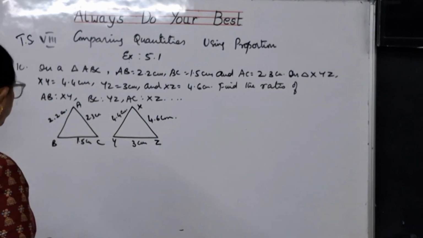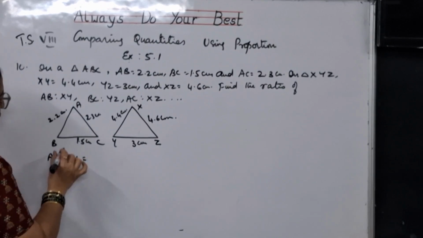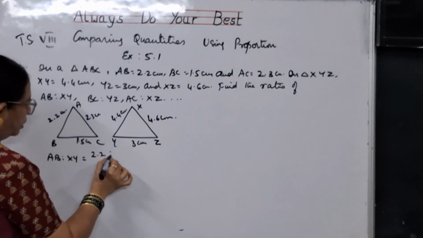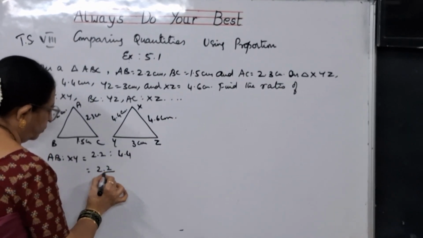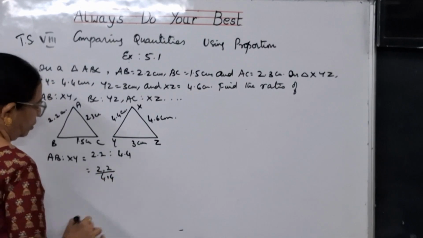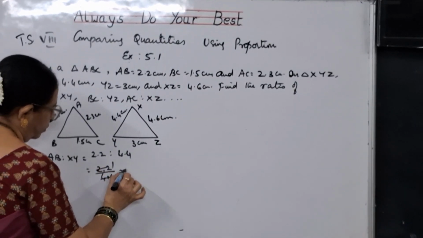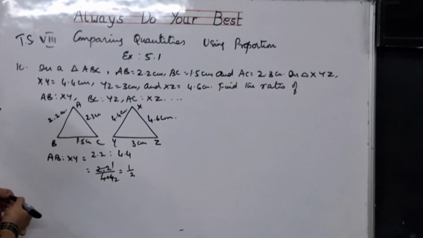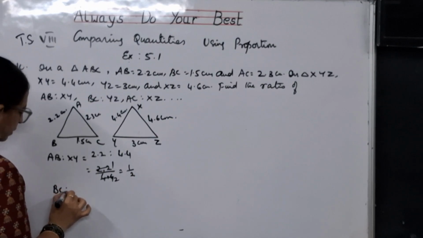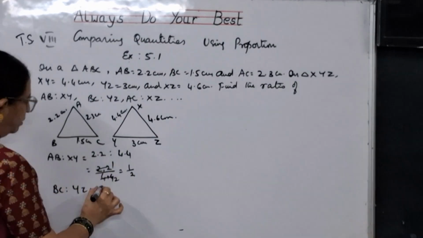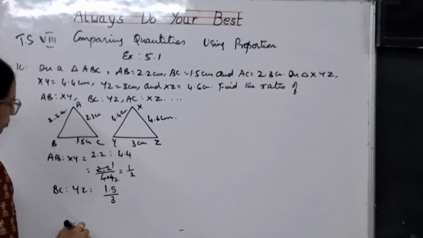Now let us see the ratio. AB is to XY is equal to, AB is 2.2 is to XY is 4.4. That means 2.2 by 4.4. This will definitely cancel. 22 twos are 44. 1 by 2 you have got. AB is to XY. Next, BC is to YZ. BC is 1.5 by YZ is 3. That means how much?